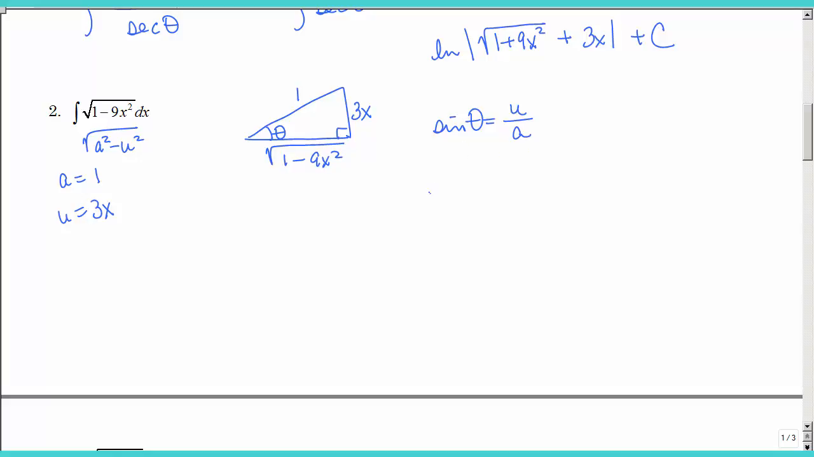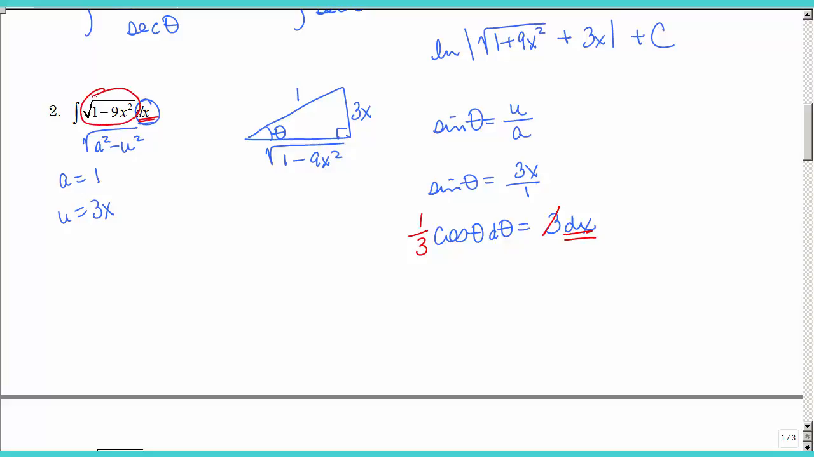Okay. So we have the sine of theta is u over a. Again, I'm going to need that dx, so I need to find the derivative, and the derivative of the sine is cosine. Now, in the previous problem I kept that 3 because I had 3 dx, but I don't have 3 dx, so I need to divide both sides just to solve for dx.